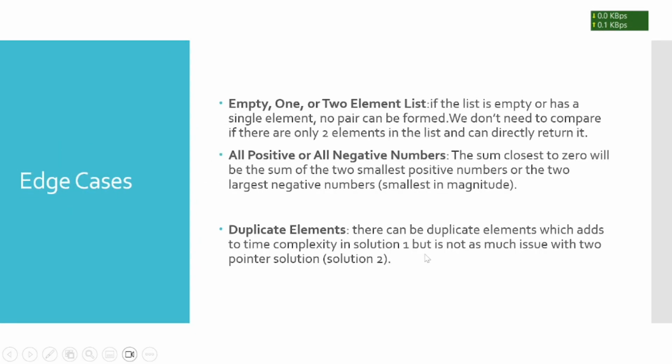Some of the edge cases are if there is no element, one element, or two elements. For an empty list we cannot check anything. But if there are two elements, there is nothing to compare with. We can directly return none.